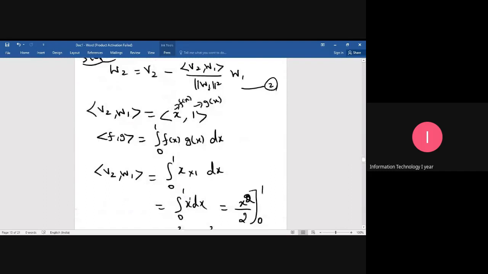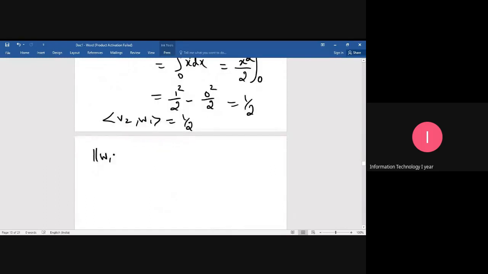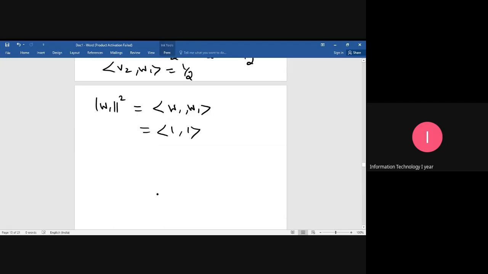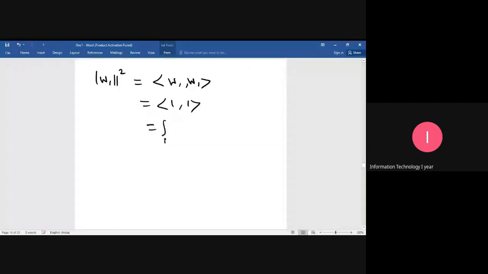Let's find norm w1 square. What is the formula? Norm w1 square is the inner product of w1 comma w1. What is w1? It is 1. So the inner product is of 1 comma 1. Now apply the formula: the inner product of f comma g means the integral from 0 to 1 of f of x into g of x. So it is the integral from 0 to 1 of 1 into 1 dx.